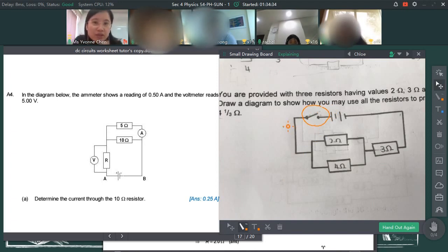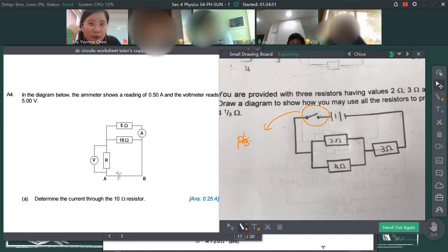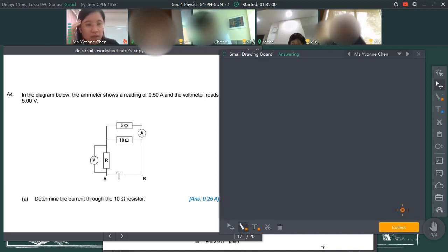Hi everyone, I need your attention. Hi everyone, please look at the small drawing board. All of you did a good job to find the correct combination. Jonathan and Chloe, both of them actually also include the switch. So please always include the switch to make the circuit perfect. Okay, thank you. Okay, now I give you the small drawing board again. So once you have done your work, you can upload.